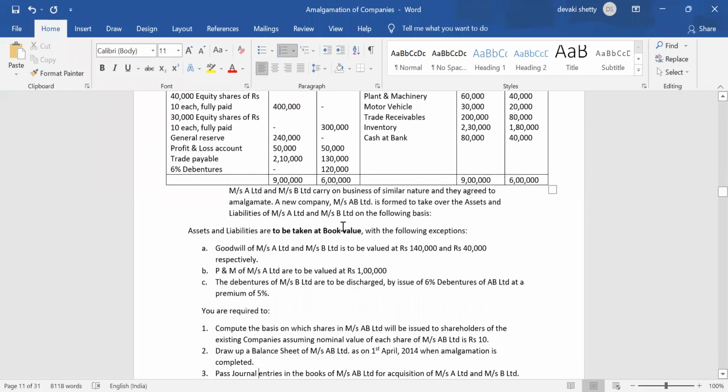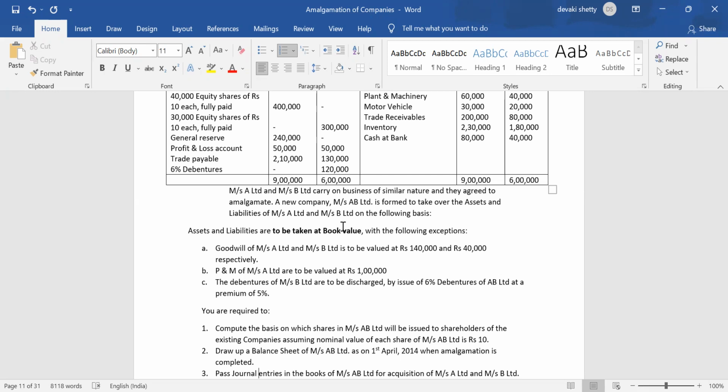You are required to compute the basis on which shares of AB Limited will be issued to shareholders of the existing companies, assuming nominal value of each share of AB Limited is rupees 10. So discharge of purchase consideration will be by way of issuing shares of rupees 10 each in AB Limited.